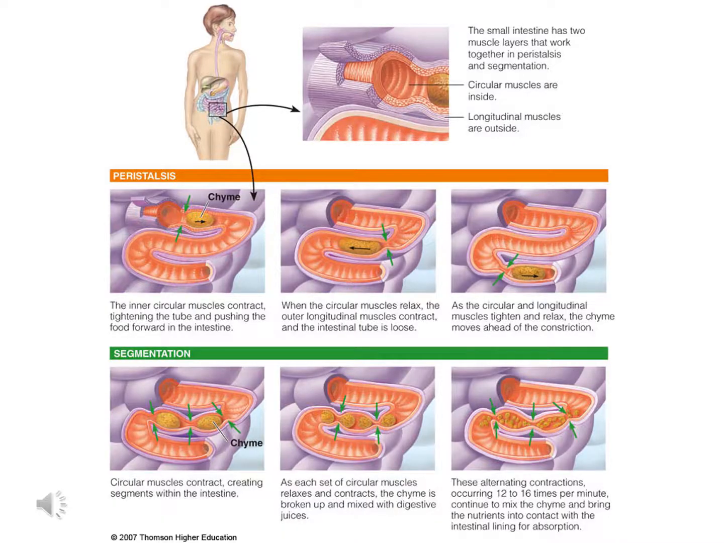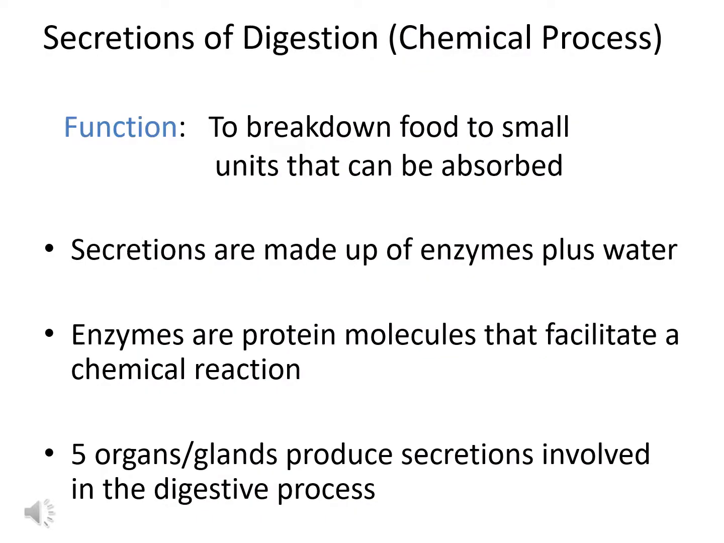If you take a look at this slide, you get a much better visual for the two muscular actions of peristalsis and segmentation. Both rely on the circular muscles and longitudinal muscles that are present in the small intestine. As you can see, peristalsis strictly moves the chyme forward, whereas segmentation allows for a more backwards and forward type of motion. Both of these actions allow for maximum absorption of nutrients. So those were the mechanical or muscular actions involved in digestion.